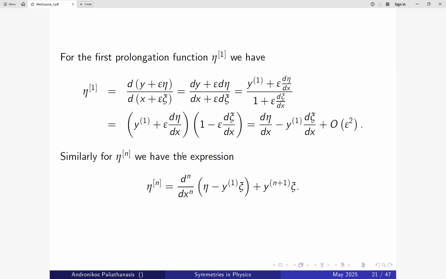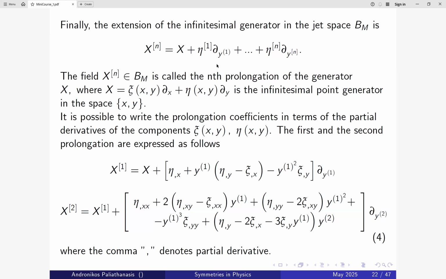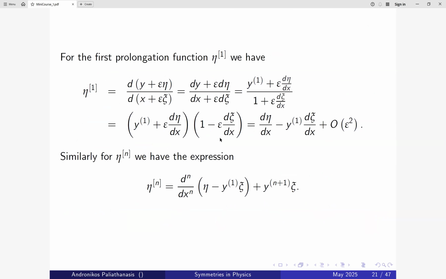Similarly, the eta n is given by this rule. We can prove it very easily as we apply this approach; here I should have n minus 1. So now, finally, we can say that the extension of the infinitesimal generator in the Z space, Xn, is given by this expression. The field Xn is called the nth prolongation of the generator, where X is the generator of the transformation in the base manifold. And it's possible to write the prolongation coefficients in terms of the partial derivatives of the components C and eta. So we can express the first derivatives.